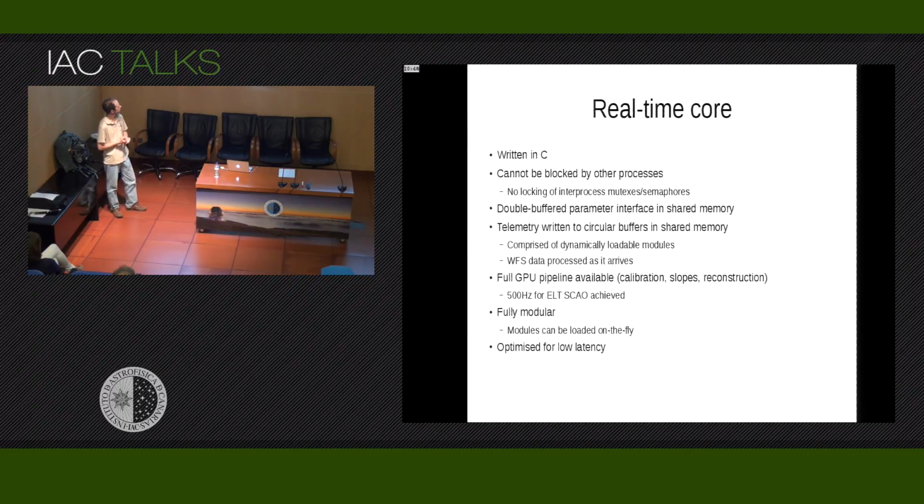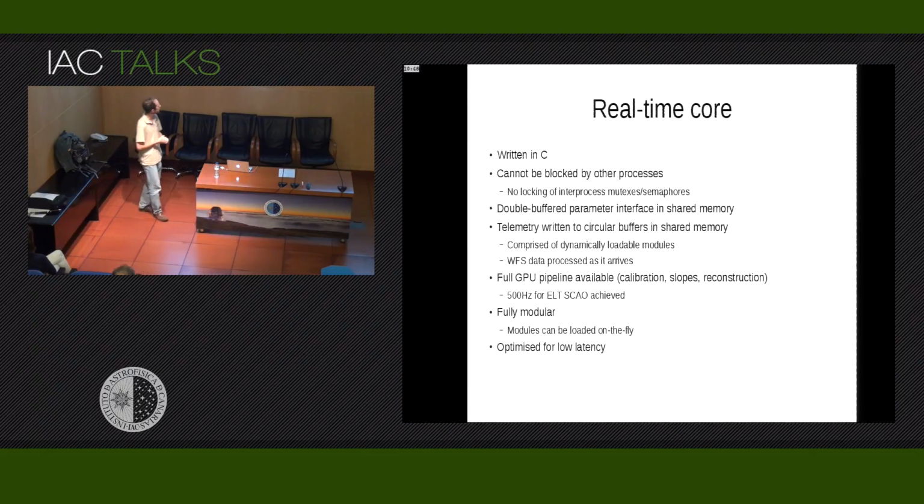Telemetry, which I'll come to in a minute, is written to circular buffers in shared memory again. So this is things like your pixel data, calibrated pixels, anything that the RTC produces that might be useful to other systems around the telescope, whether it's to look at on a screen, or to do something like that. They're all written to shared memory, which you're then free to read and access as you wish.